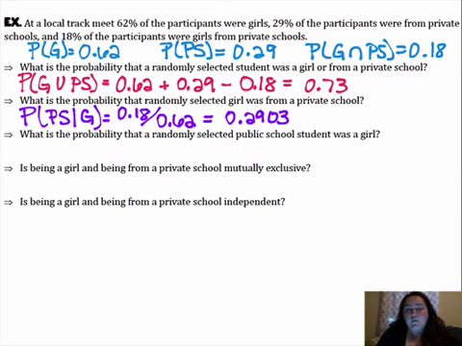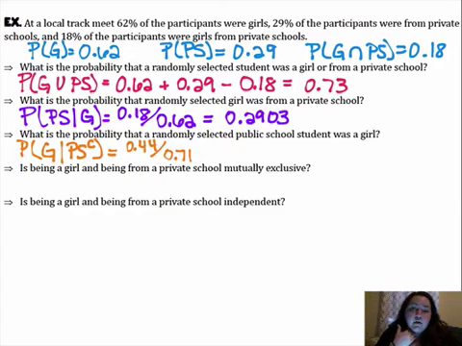What's the probability that a randomly selected public school student was a girl? Alright, so public school means it's not private school. So the probability that it's a girl, given they're not coming from private school. So the intersection is 0.44. And then it's out of 0.71. Okay, so it's those complements. So we get 0.6197.